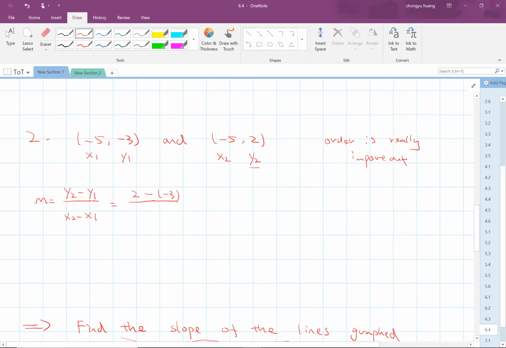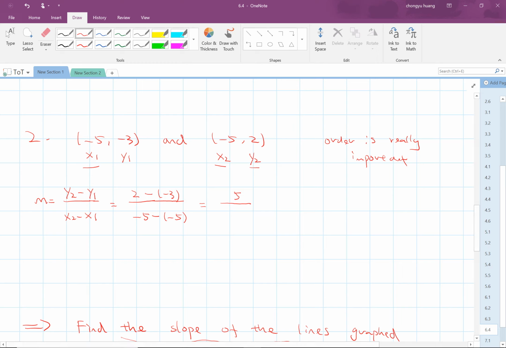Okay, x2 is -5, right? x2 is -5 minus x1, which is actually also -5, right? Okay, so let's continue. For the numerator, what we have is 2 plus 3, which is equal to 5, right?